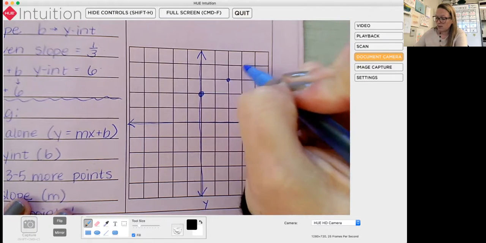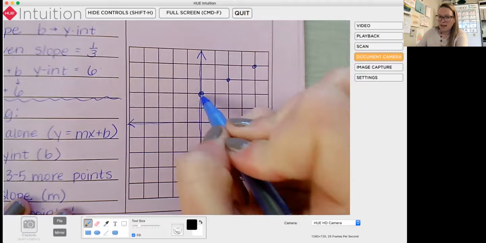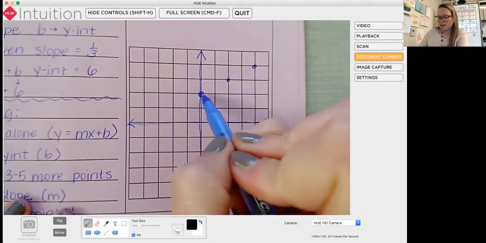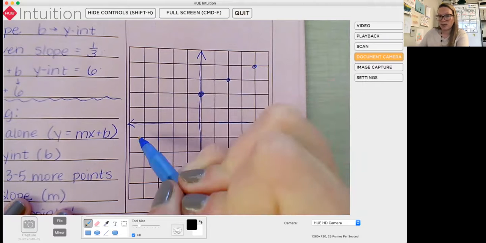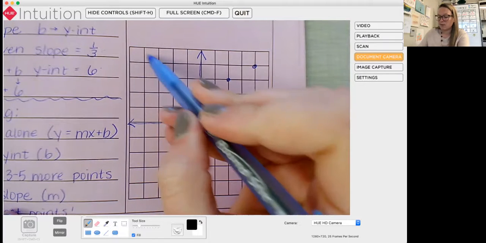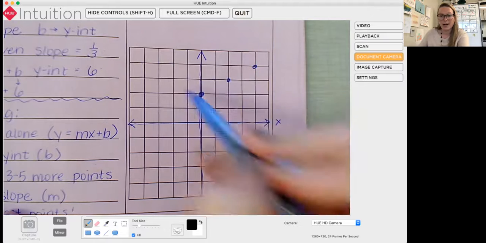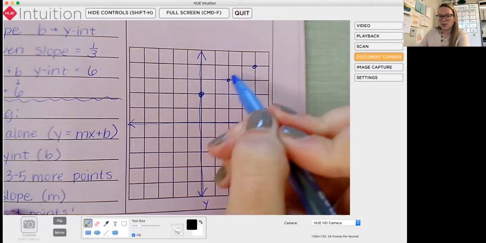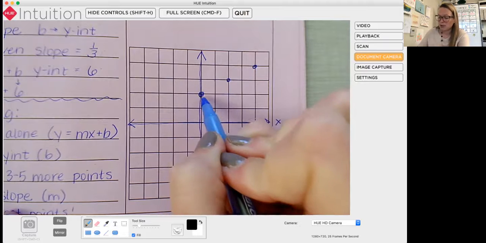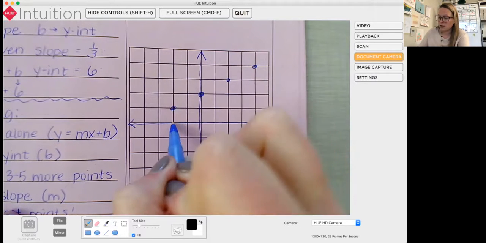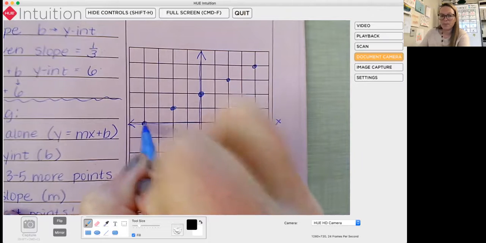Rise 1, run 2. Now I want to make sure I get some more points over here. What can be tricky is at this point, if you're going in this other direction, you're not going to rise 1 and run 2, because all of a sudden you're going to get a V and you're not going to have a line. So you need to remember to go in this direction, which means you actually drop 1, but still go over 2. Drop 1, go over 2.